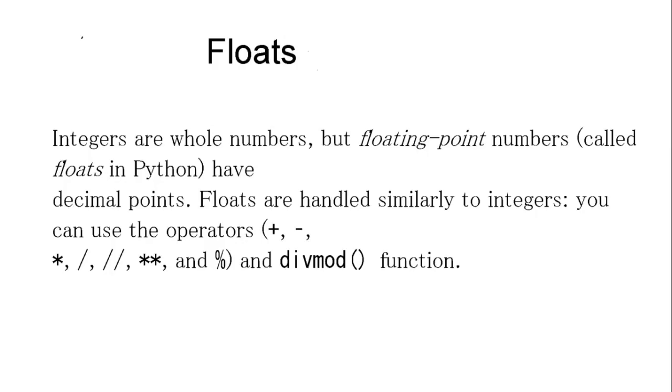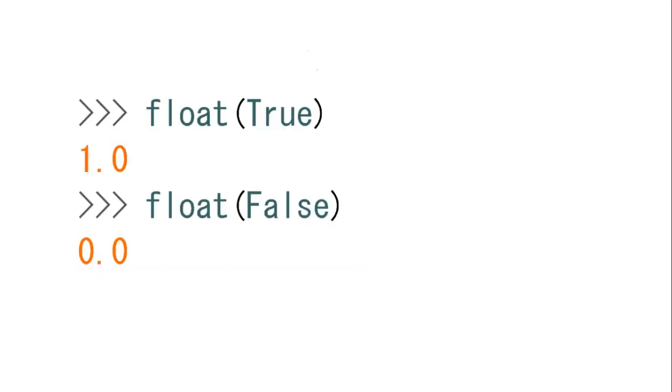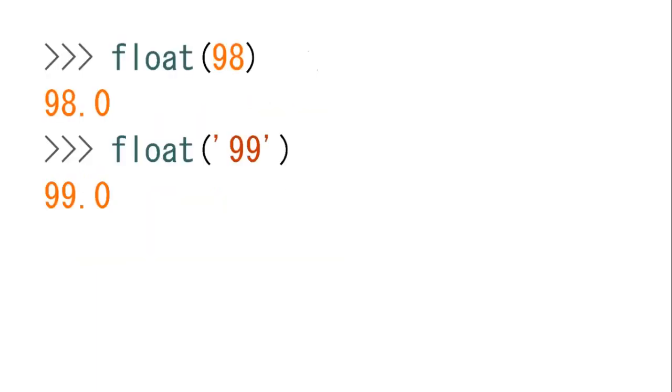In this lecture, I am telling you about floats. Integers are whole numbers, but floating point numbers have decimal points. Floats are handled similarly to integers. You can use the operators and the divmod function. To convert other types to floats, you use the float function as before. Booleans act like teenagers. Converting an integer to a float just makes it the proud possessor of a decimal point.